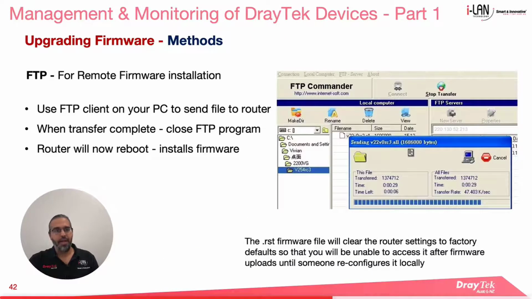The next steps are to use an FTP client on your PC to send the firmware file to the router. Once this transfer is complete, close your FTP client. The router will then reboot, installing the new firmware. Please note that using the .rst firmware file will reset the router to factory defaults, so you may lose contact with it until it's been reconfigured.